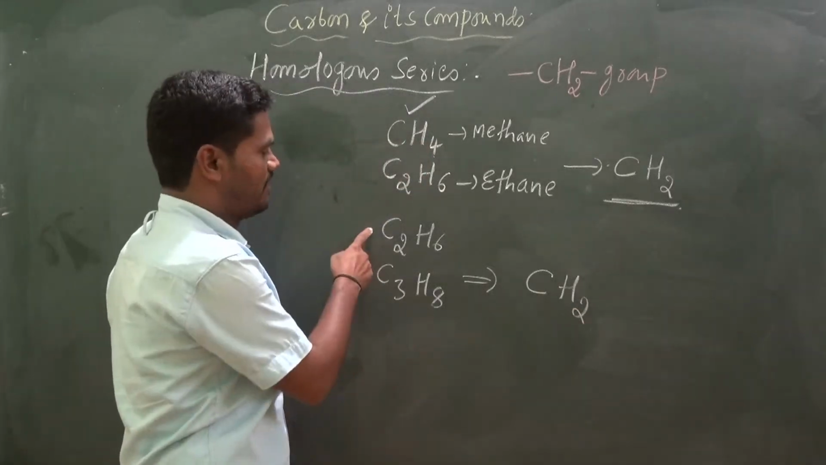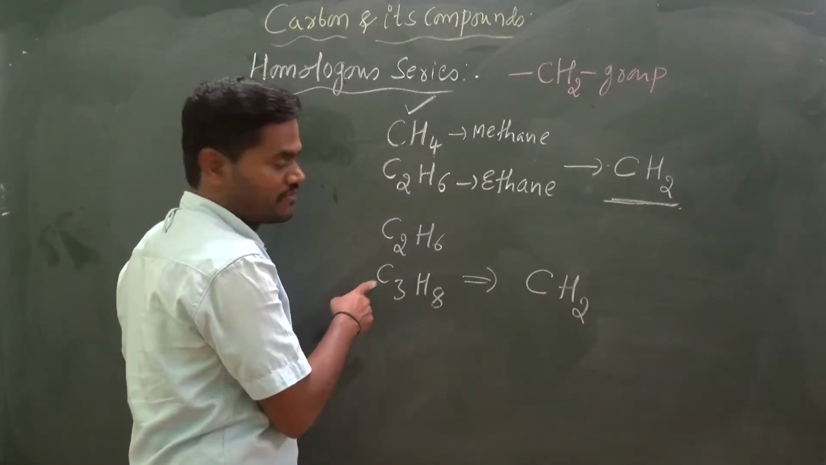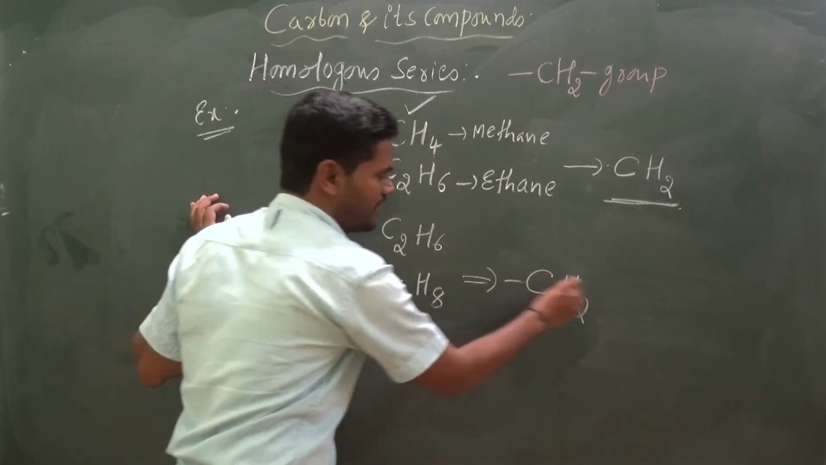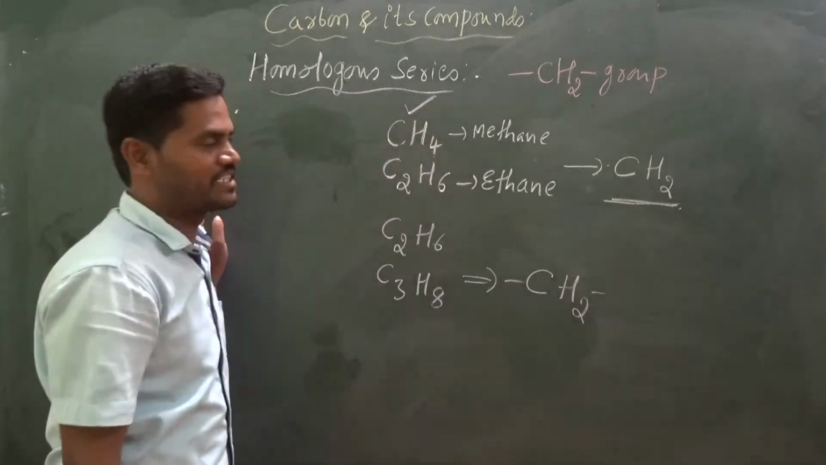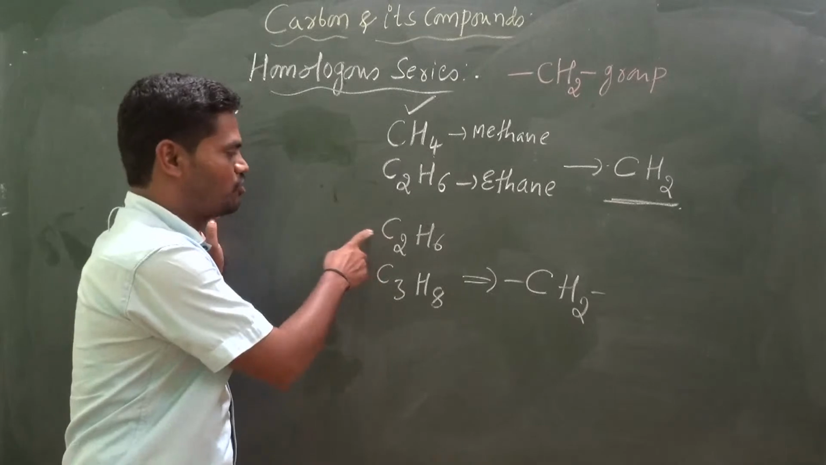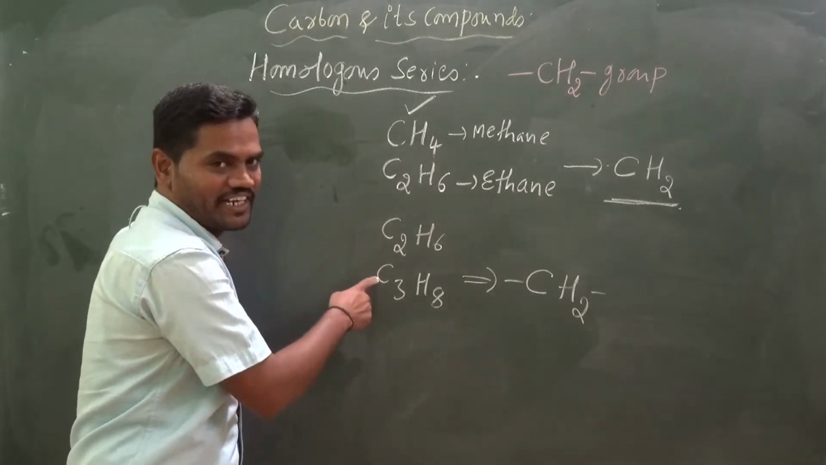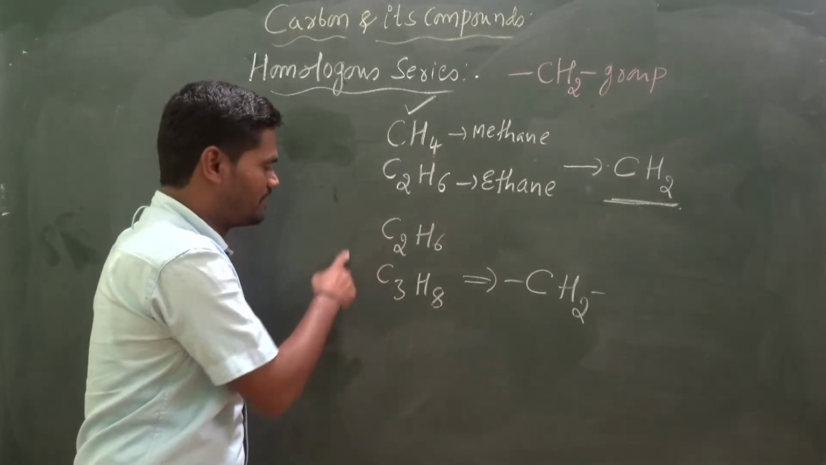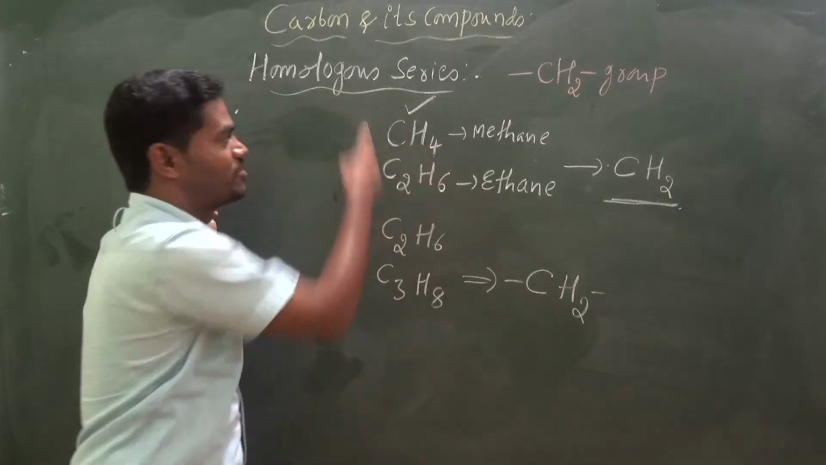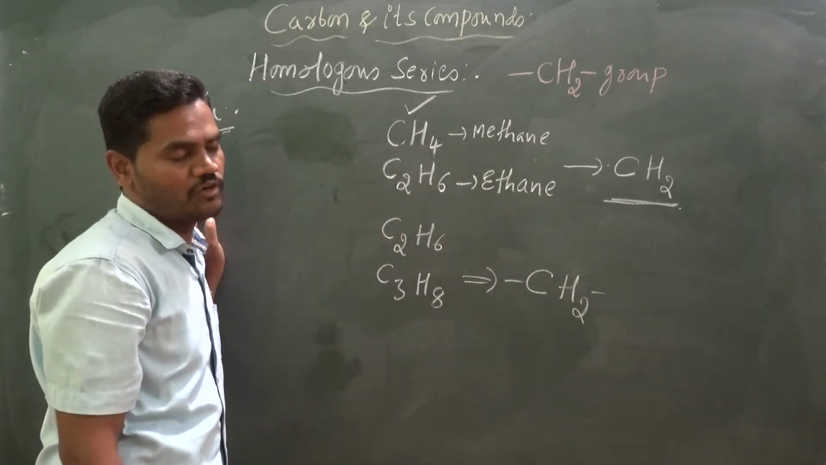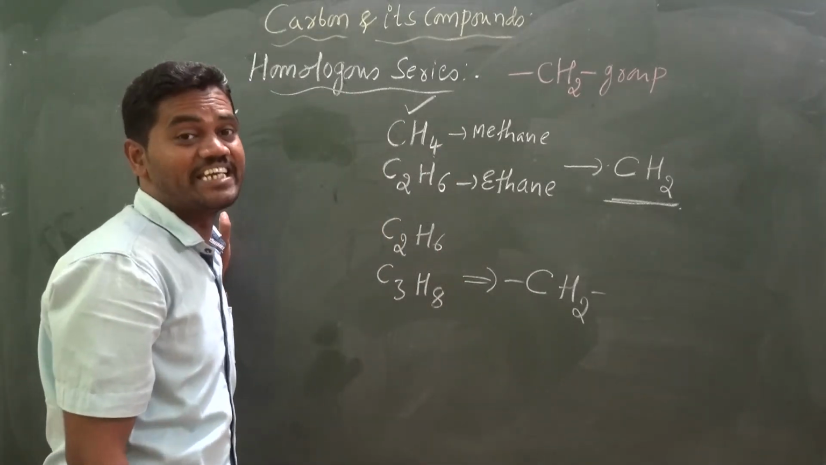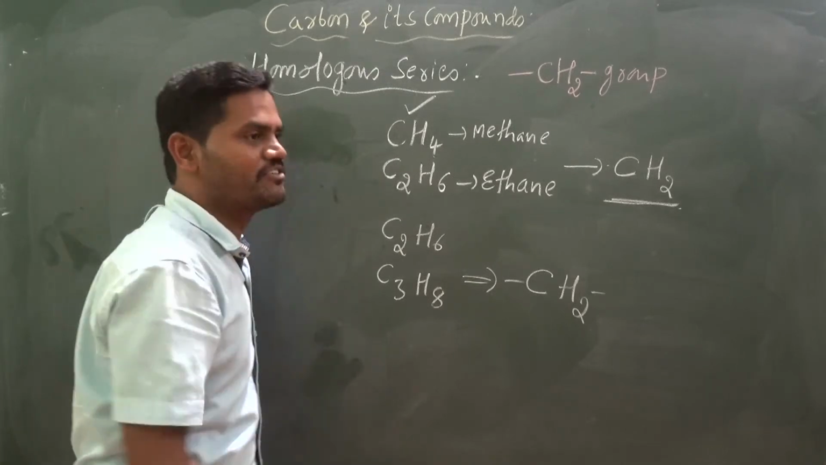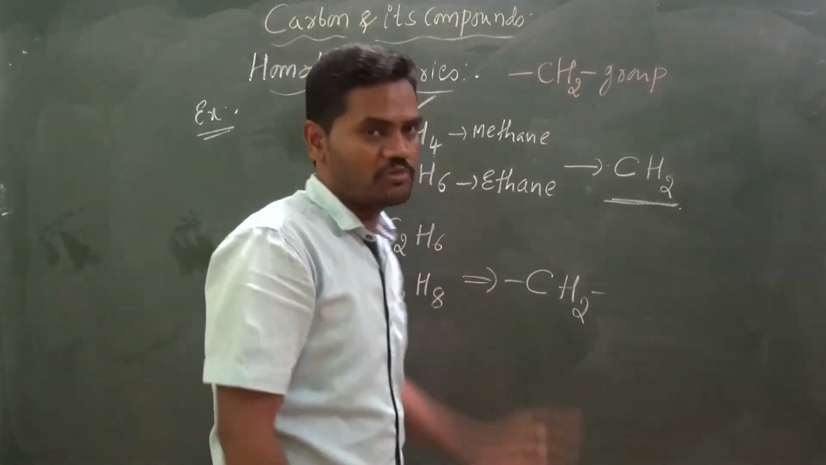This ethane and propane will differ by a CH2 group, and this one is also the best example for the homologous series. So homologous series is a series of organic compounds that differ by a CH2 group, then it is known as the homologous series. Homologous series always differ by a CH2 group, one carbon and two hydrogens, then it is known as the homologous series.